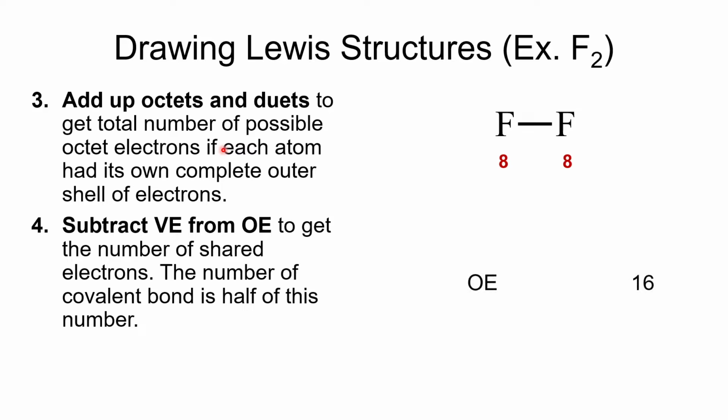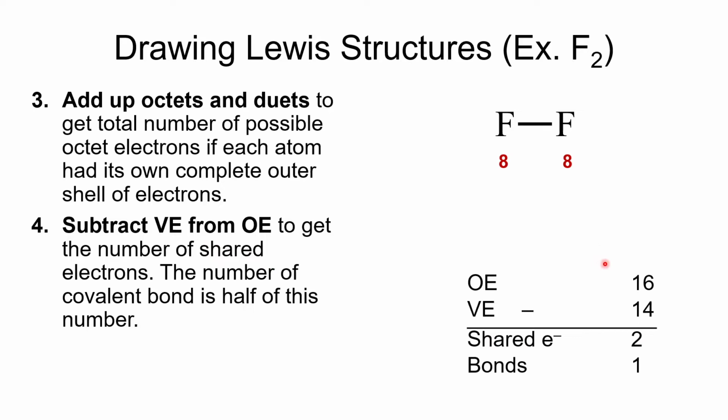Now, we don't have 16 electrons. We only have 14 valence electrons to work with. So we're going to take the difference between the octet electrons and the valence electrons, and that will give us the number of shared electrons. In this case, 16 minus 14 gives us 2 shared electrons. With 2 shared electrons, we're going to take that number and divide by 2 to give us the number of bonds. So we're going to have one bond in this molecule.